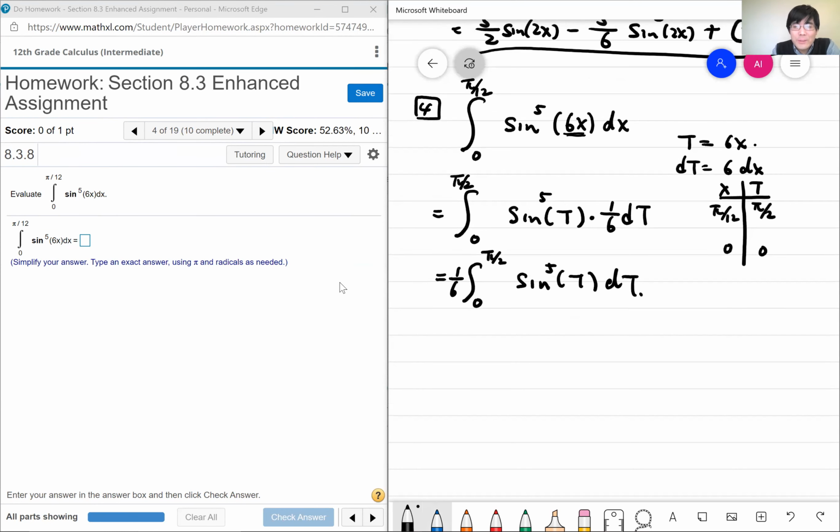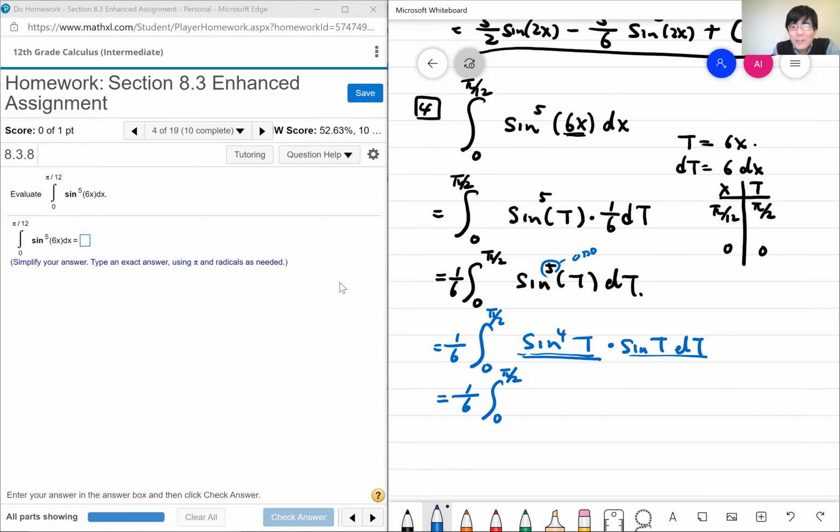Now, notice that this is a power of 5, which is odd. So we can apply the same technique as in the previous problem, which is to leave 1 out. The rest is even, and we rewrite it in terms of cosine. So sine squared is 1 minus cosine squared. And because we have the square squared, it's going to be the square of this one.